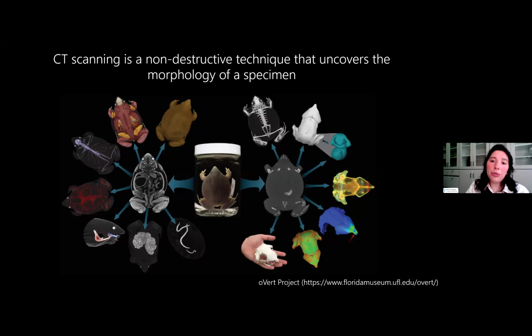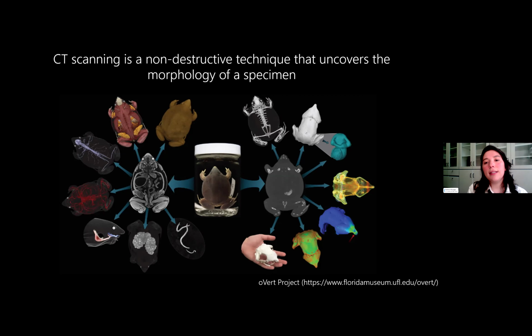And in order to investigate these morphological complexes and other ones, as I'm going to show you, we began to apply microcomputed tomography, or CT scans, which is an imaging technique that uses X-rays to create high-resolution 3D images or models of objects, in this case, mouse skulls.